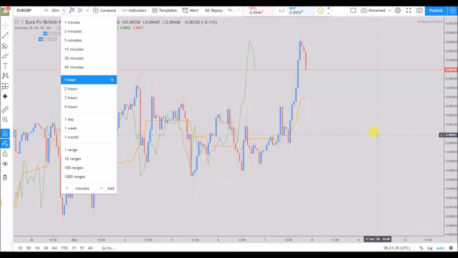Again, you can't always avoid it, especially with news, but this will keep you out of a lot more pullbacks than if you don't do it this way. Okay, so again, if you do see this and you don't see a pullback, it's probably because there's a pullback on a lower time frame. So check the lower time frames, especially the 1 minute.